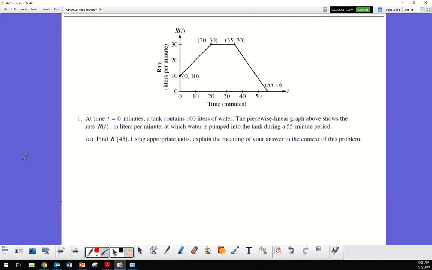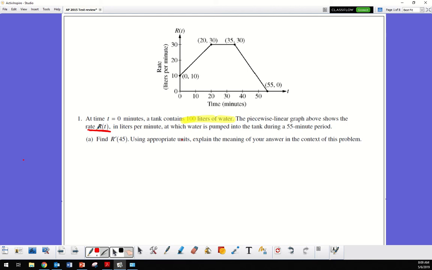Anyway. So at time t equals 0, a tank contains 100 liters of water. That's important. 100 liters of water. The piecewise linear graph above shows the rate, R of t, in liters per minute, at which water is being pumped into the tank during a 55-minute period.